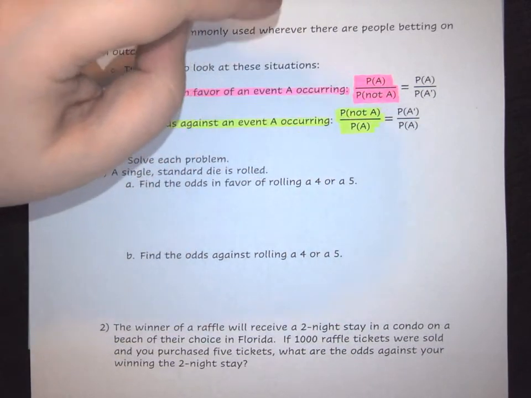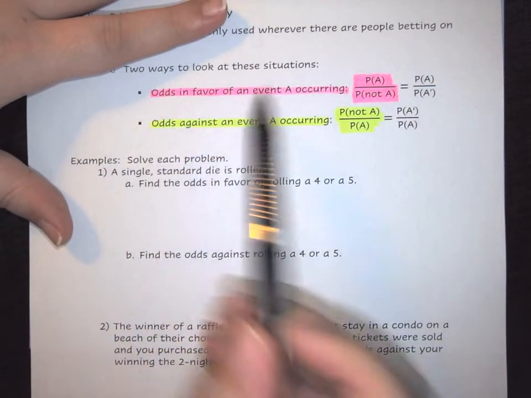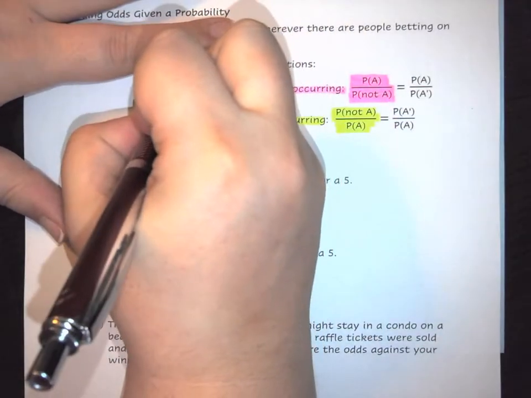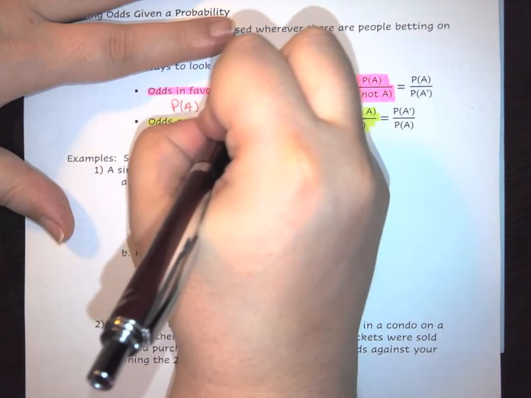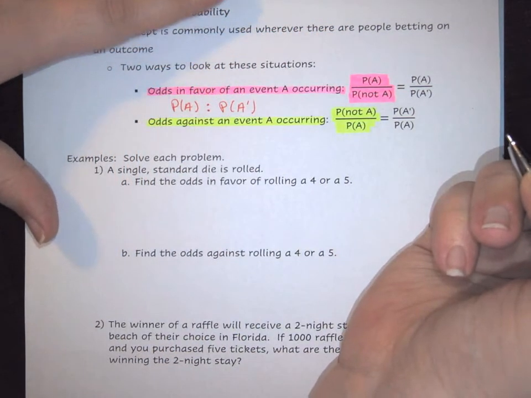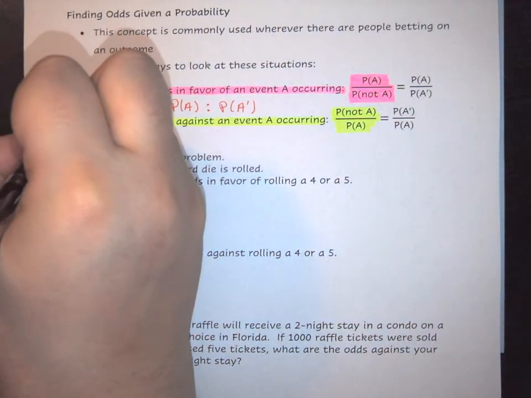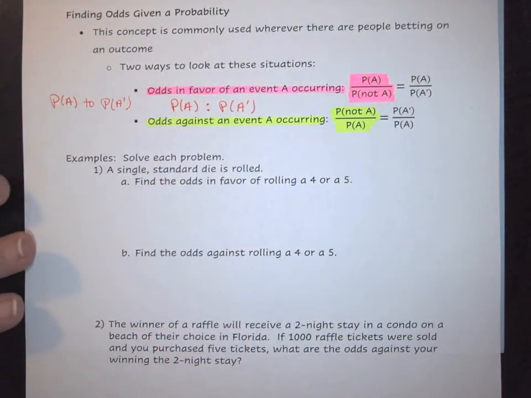Now, we have an English way that we like to look at these. When we're talking about odds in favor, you may see the setup as being the probability of event A to the probability of its complement. The other way that you could see it written is with words: the probability of event A to the probability of your complement. So there are many ways that we can approach this idea.